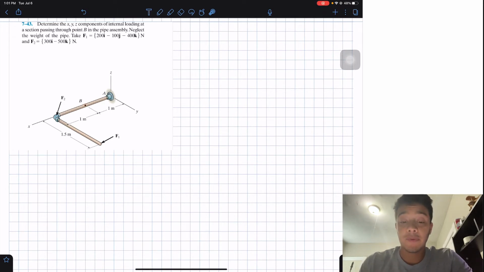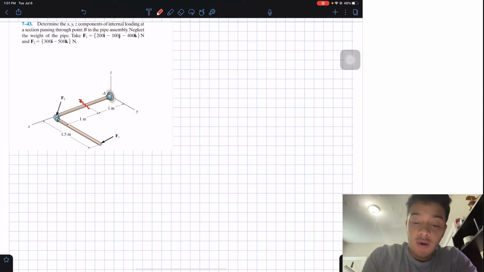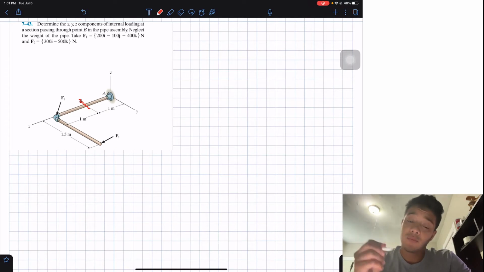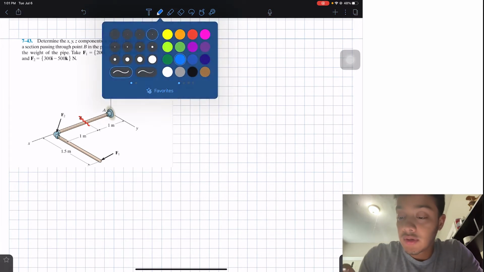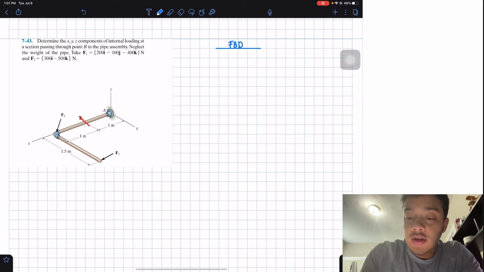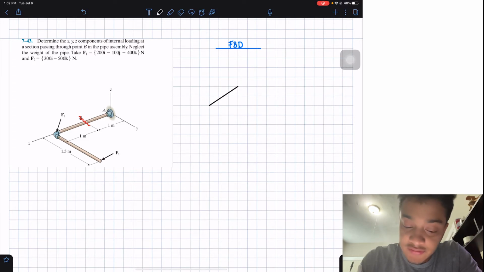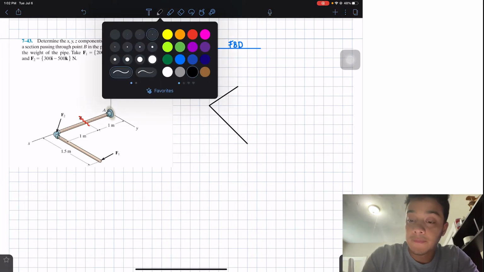So first we're going to cut our beam at point B, and then we're going to replace this side of the beam with internal forces. In order to do that, we're going to draw a free body diagram, as always. We're going to draw from point B to the point where F2 is, and then have this side of the beam from F2 to F1, okay?